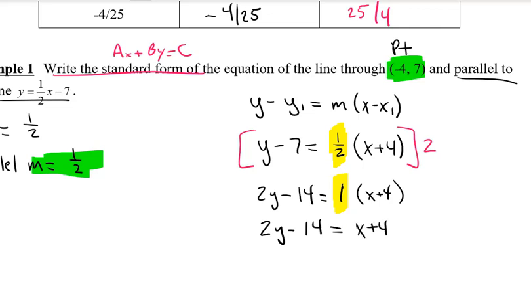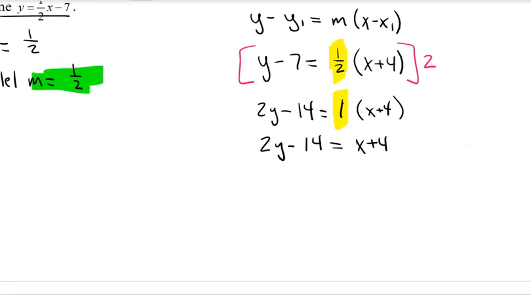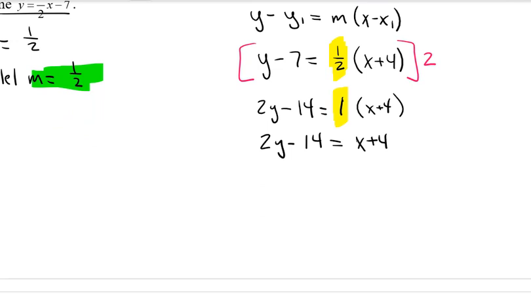If there was a number in front of the x plus 4, like a 2, then you distribute and go about it that way. So we're good. Now from here, remember we've got to keep moving. We've got to get that x over to the other side. So if we subtract, we'll have negative x plus 2y equals, if I add 14 to the other side, 4 plus 14 gives me 18.